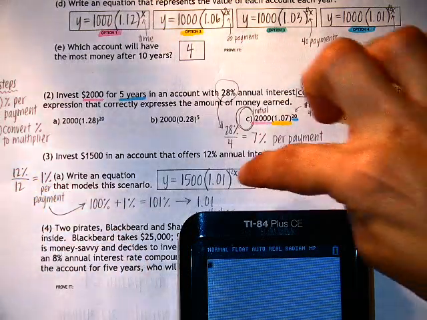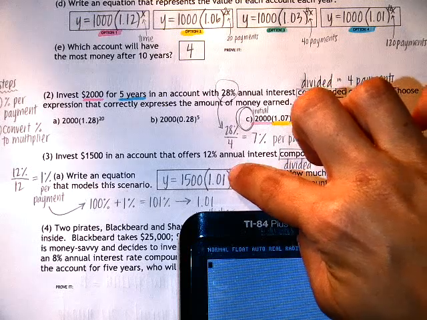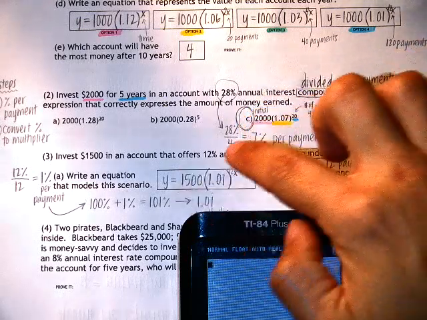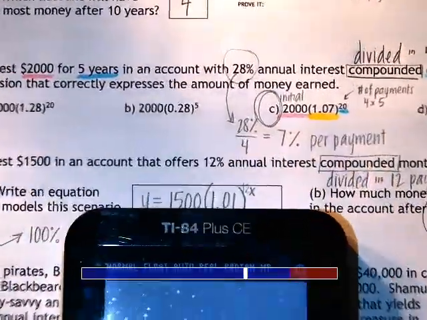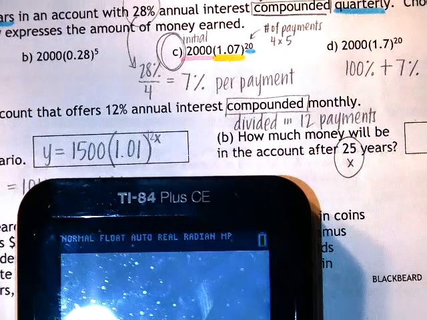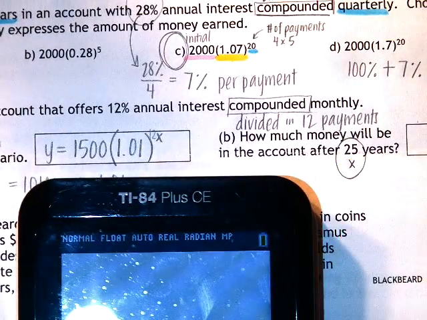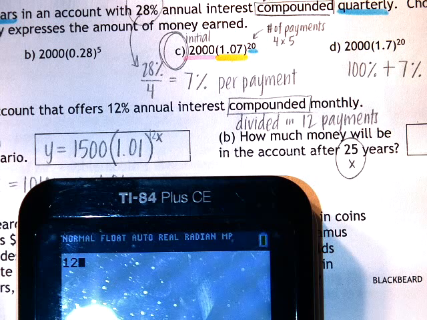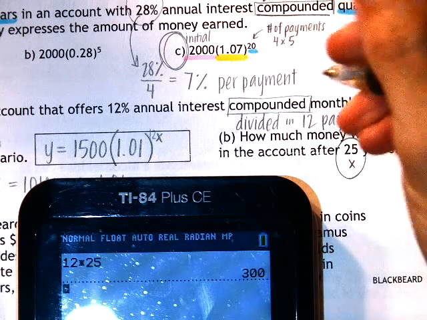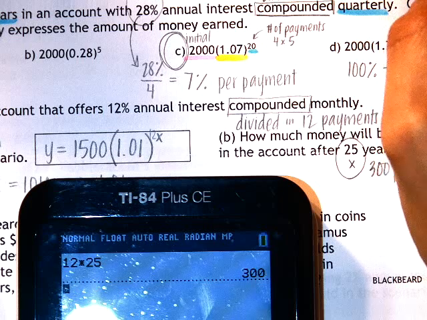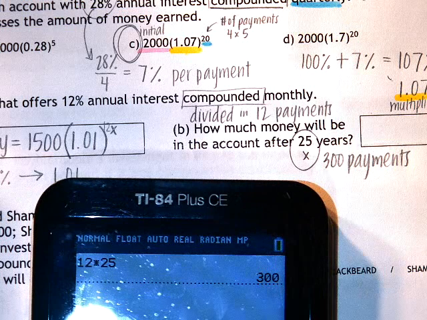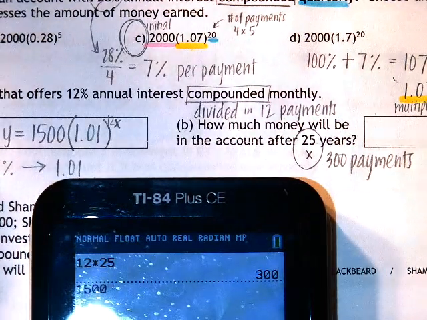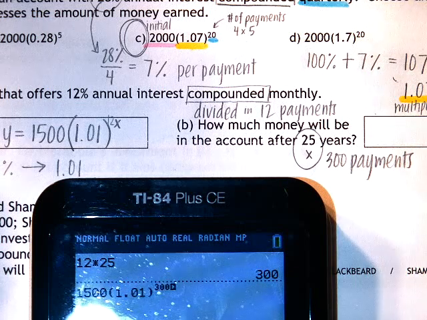So the first thing we can do is figure out how many payments that is. We can figure out what the power is going to be. Or we can just plug it all in and let the calculator do it. So I'll show you both ways. If you wanted to first figure out how many payments you're going to get in 25 years, remember you're getting monthly payments, that's 12 payments per year times 25 years. That would be 300 payments. I'm just writing this down so you can see it, but that means that my equation is going to be 1,500 times 1.01 to the power of 300 payments.